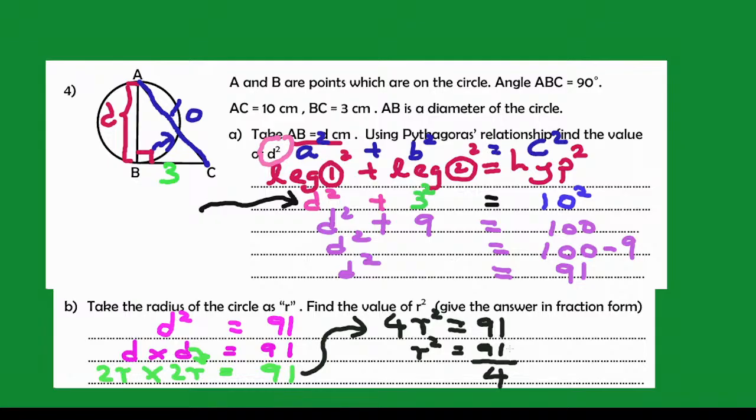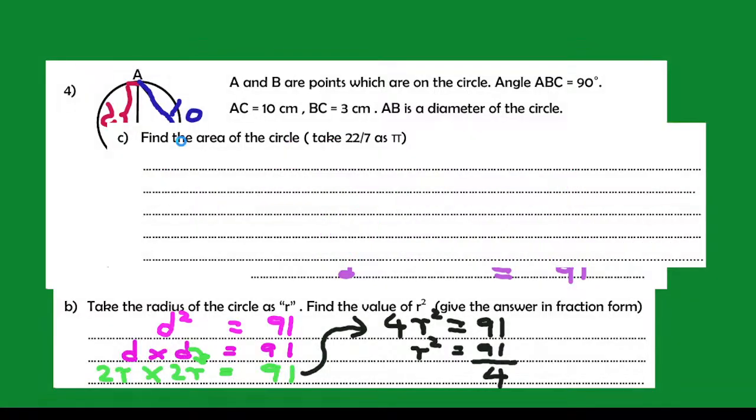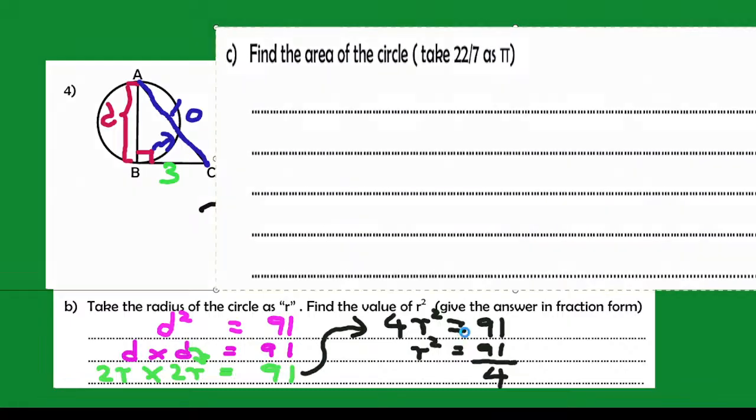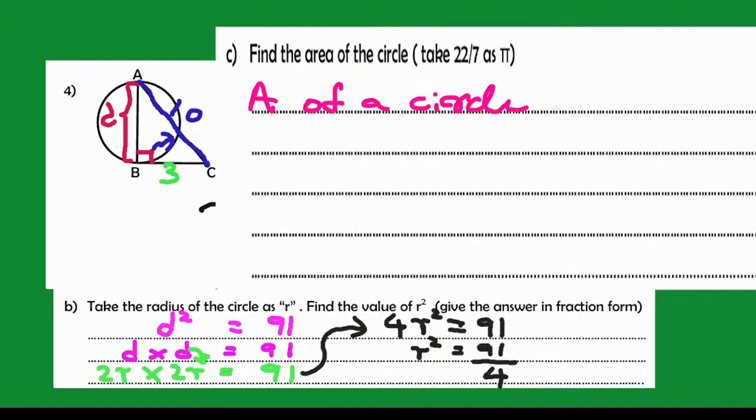Right, let's look at question C of question 4. We have been asked to find the area of the circle. Now guys, all of you have to know the formula to find the area of a circle. You have to know that by heart. So how do you find the area of a circle? Area of a circle is equal to pi r squared.